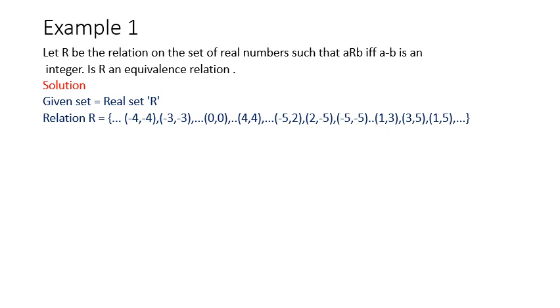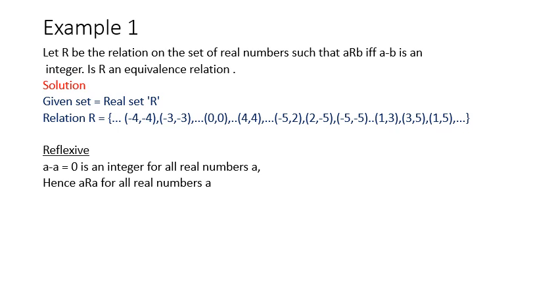So if reflexivity holds here, we can generalize it and write, that is, a minus a is equal to 0, which is an integer, for all real numbers a. That means a can be 1/2, then a can be 3/4, a can be 2, a can be -2, a can be 5/2, -5/2, etc. Therefore, a related to a for all real numbers a. Therefore, we can say R is reflexive. Next, symmetric.